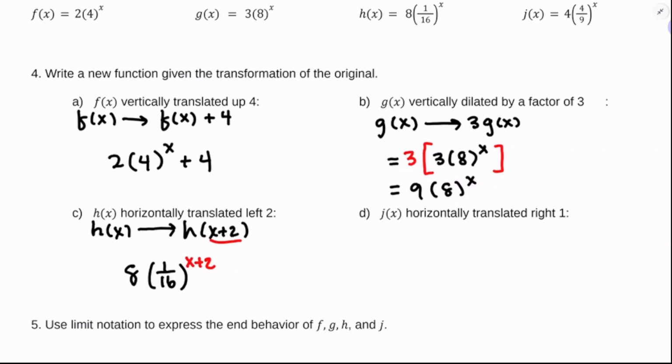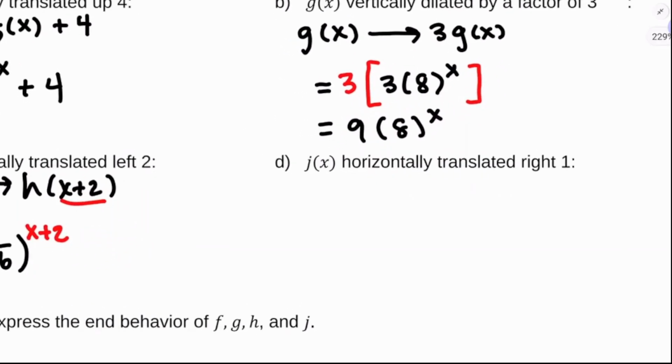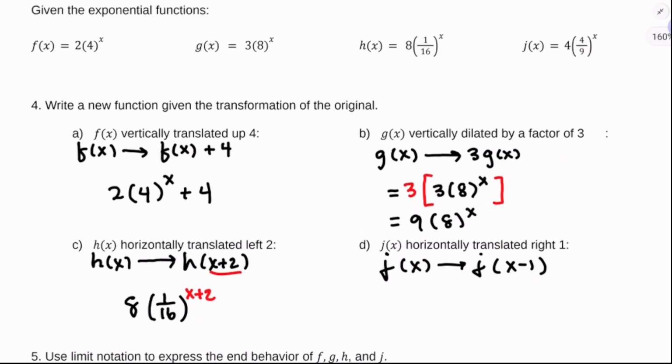All right, j of x horizontally translated right by 1. That's going to be where we replace x with x minus 1. All right, so j was 4 times 4/9 to the x. Okay, but I'm going to be replacing x with this x minus 1. So get rid of that, replace it with x minus 1, and that'll be perfectly fine.